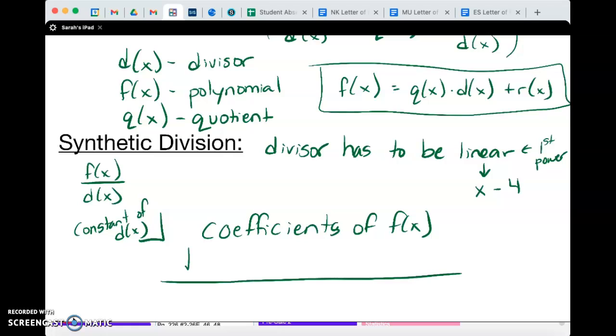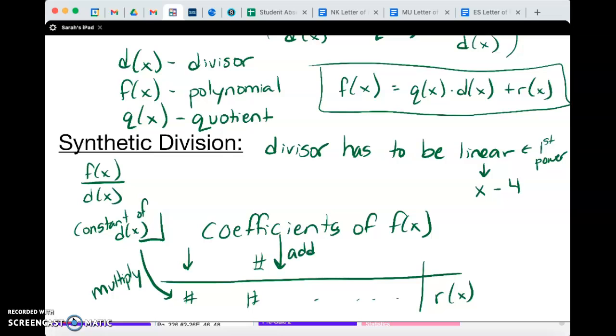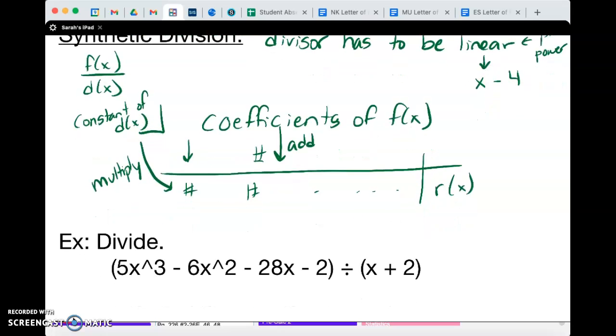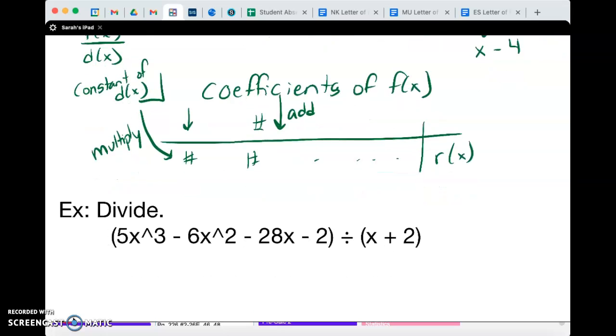So when you do it, you'll drop down the first term. And then you'll have a number, and then a number, and a number, until you get to basically the last number, which is the remainder. We'll do an example to actually let this make sense. But the goal is you're just adding and multiplying the entire time. So you'll multiply these numbers, and then you'll add vertically. That's my hot mess of notes right there. Okay.